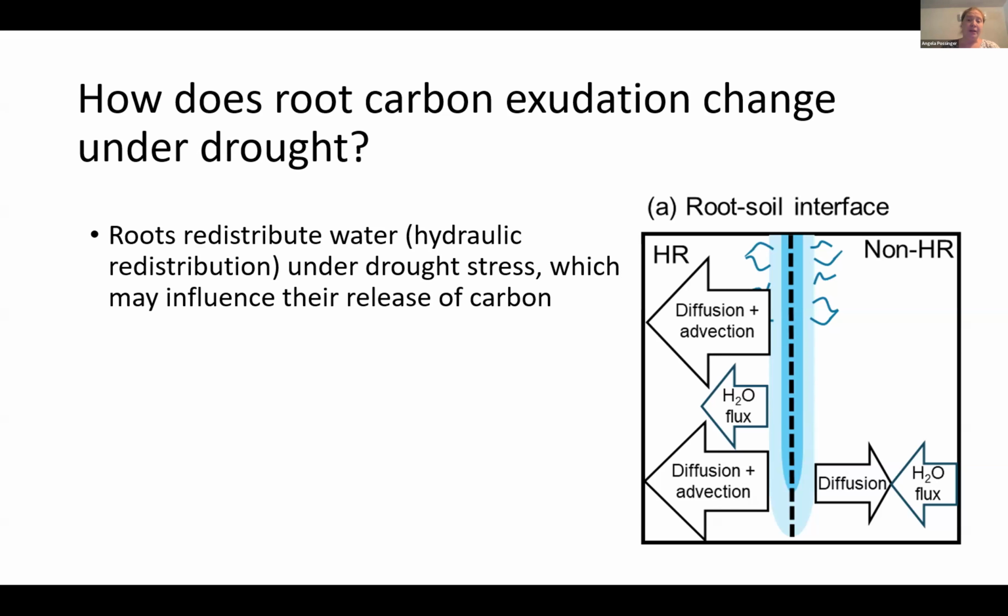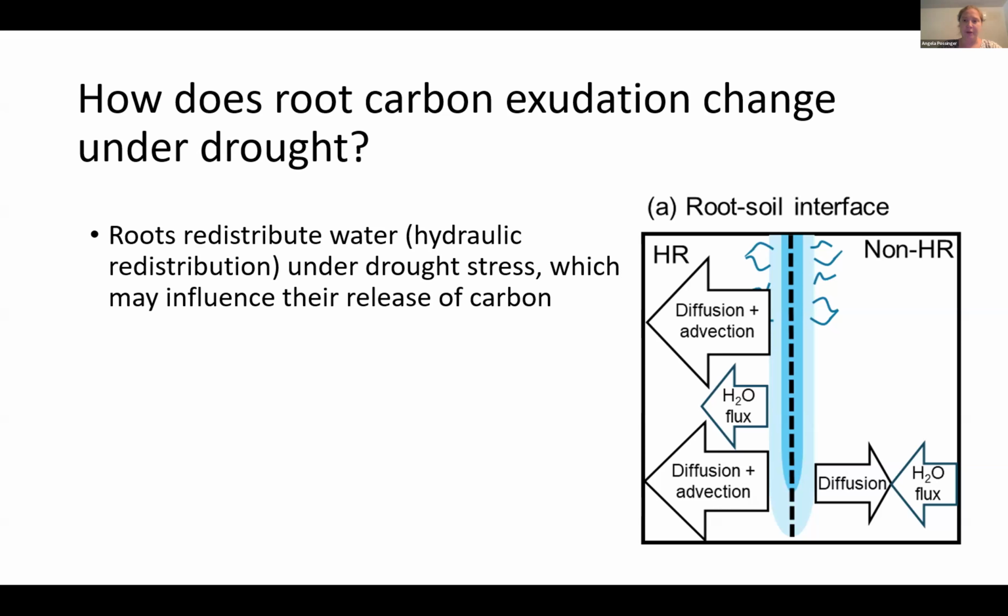And so there's an idea that with root redistribution of water under drought, which is termed hydraulic redistribution, this might alter the amount and also the composition of carbon compounds that are released from the roots as exudates. And so under hydraulic redistribution conditions, maybe we have water flux out of the root and a change to the diffusion and advection transfer of carbon compounds that are being released.